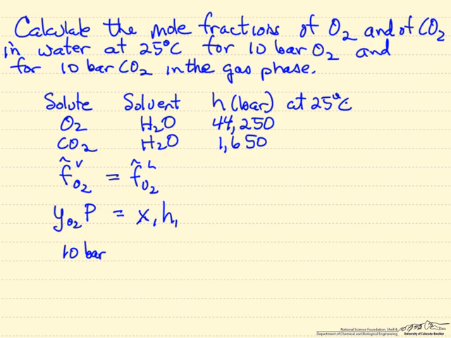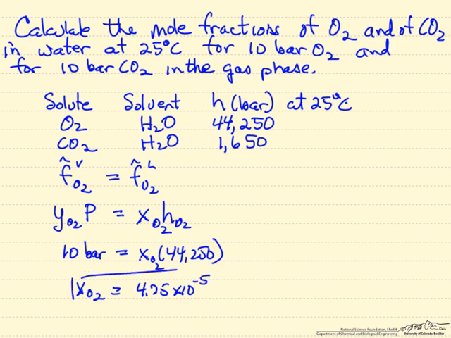So we're given that the partial pressure is 10 bar of oxygen, x1 times 44,250. And let's call this, so we don't get confused, x of oxygen. This is the Henry's constant of oxygen in water. So the mole fraction of oxygen is quite small, 4.75 times 10 to the minus 5.